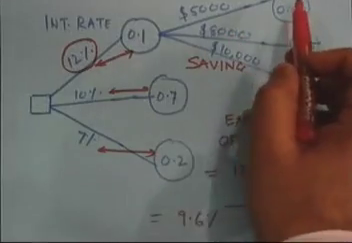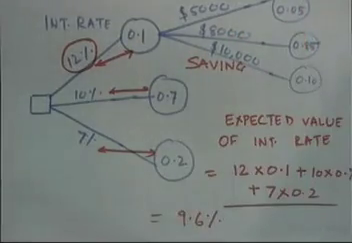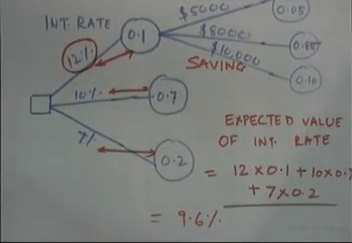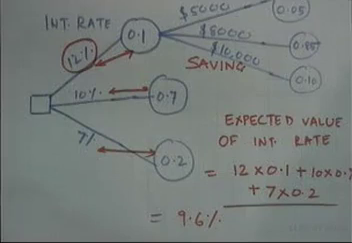See, $5,000 has a probability of 0.05. $8,000 has a probability of 0.85. And $10,000 has a probability of 0.10. So what is the expected value of annual saving? You can do it by 5,000 multiplied by 0.05, 8,000 multiplied by 0.85, and $10,000 multiplied by 0.10. That would be the expected value of annual savings.